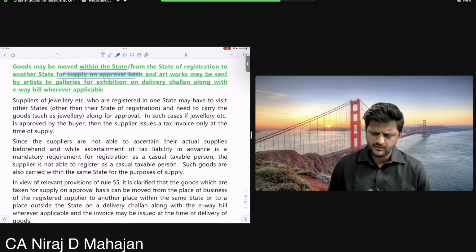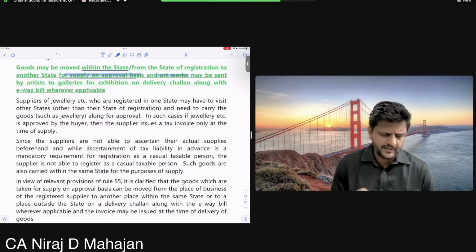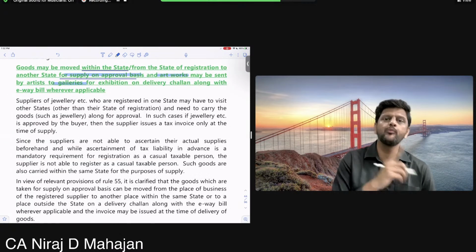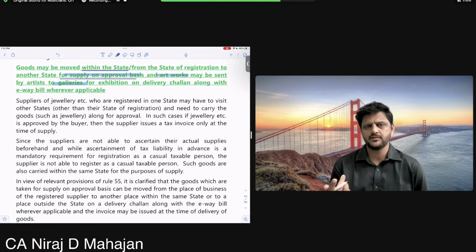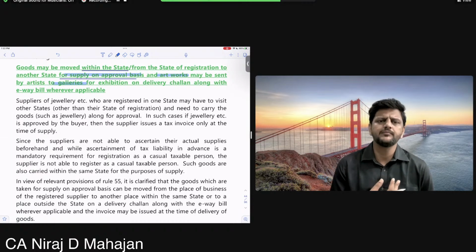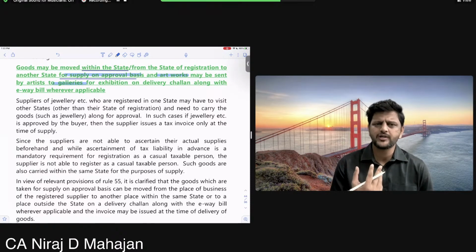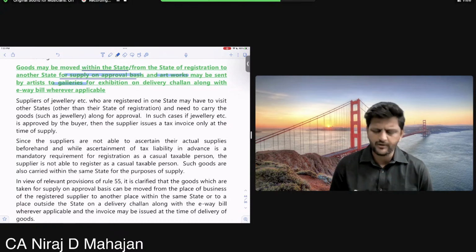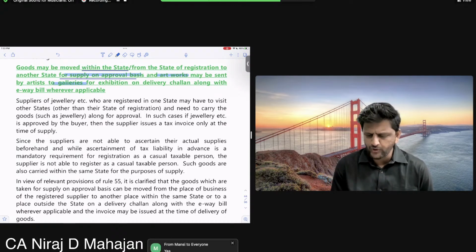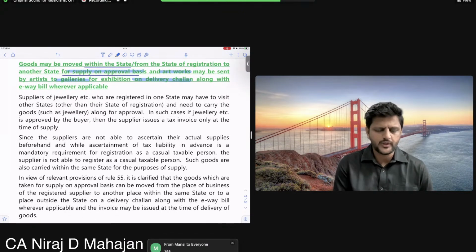No. Okay? And artworks may be sent by artists to galleries. Again, movement of artwork to the galleries, even that is not a supply. Remember? We have discussed that case also. For exhibition, they will be moved on delivery challan. Why? Because it is not a supply.